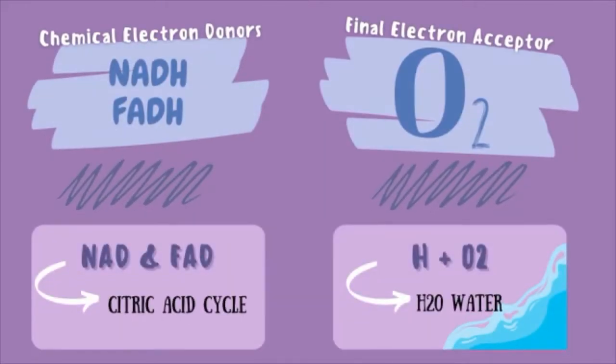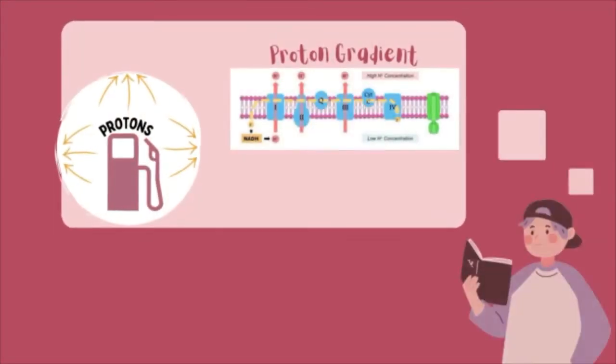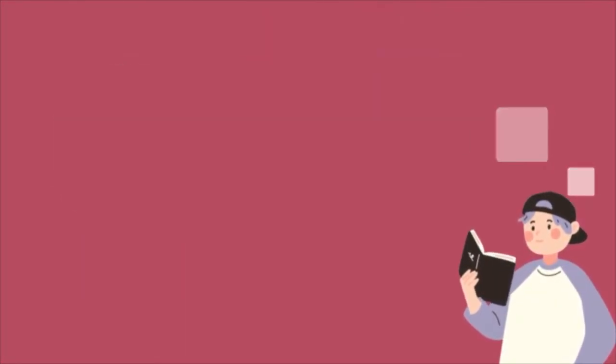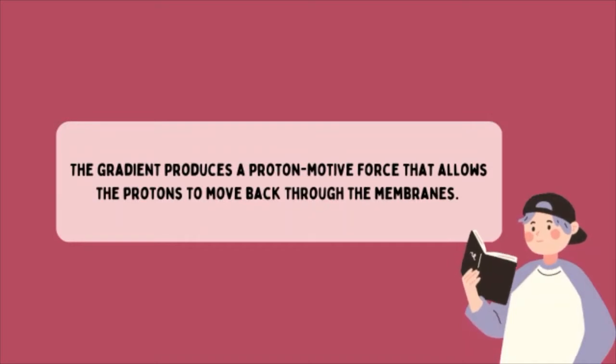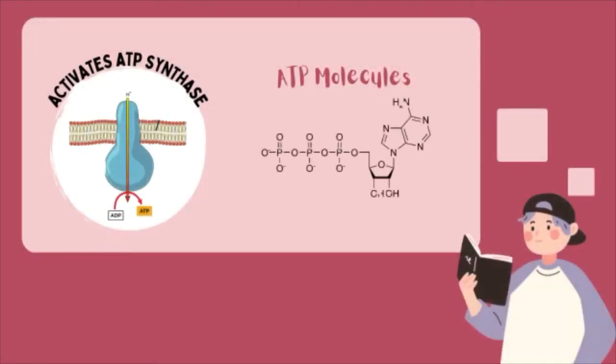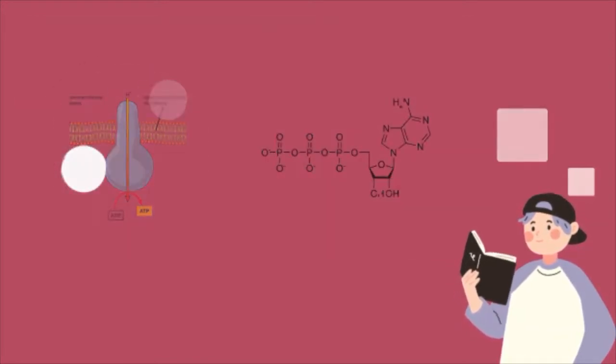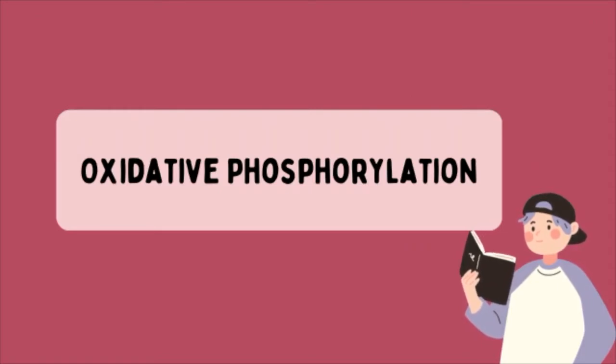The chemicals NAD and FAD are given back to the citric acid cycle, while the oxygen combines with hydrogen to form water. The protons pumped across the membranes create a proton gradient. The gradient produces a proton motive force that allows the protons to move back through the membranes. This proton movement activates ATP synthesis and creates ATP molecules from ADP. The overall chemical process is called oxidative phosphorylation.